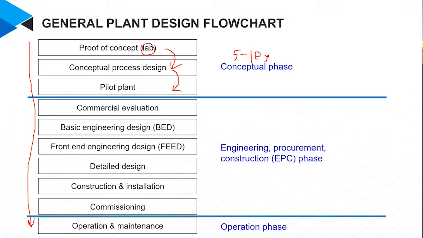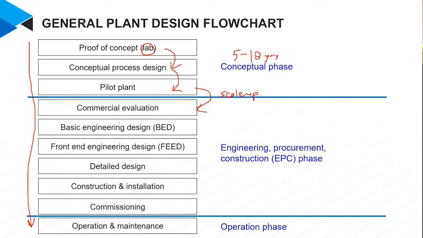And once the pilot plant works, okay, this product can be produced in real life, not just in the lab. We jump into the next phase, which is the engineering, procurement, construction phase. And this phase, this term is called scale up, meaning that we scale up from pilot scale to commercial scale.